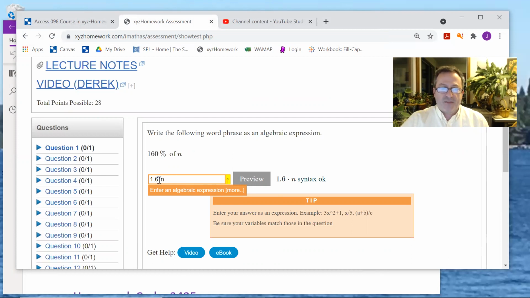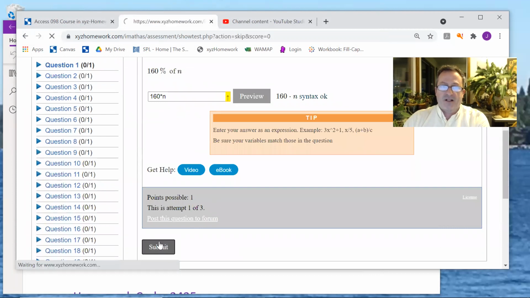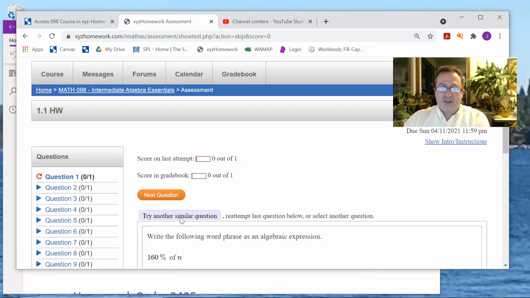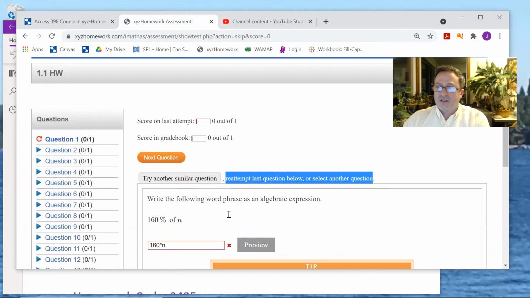But let's pick something wrong. Suppose I enter instead 160 times n, like that. So its syntax is okay. When I preview it, it looks fine, but when I enter it, it's going to be wrong. Okay, so it says it's wrong. I can reattempt the last question below up to 3 times. So I can try it again.